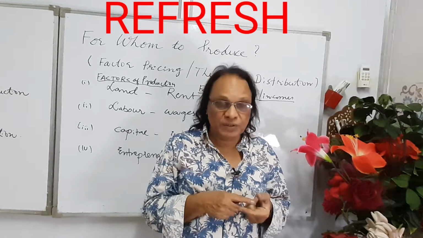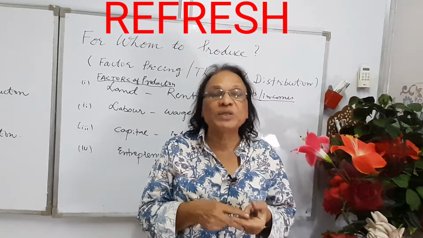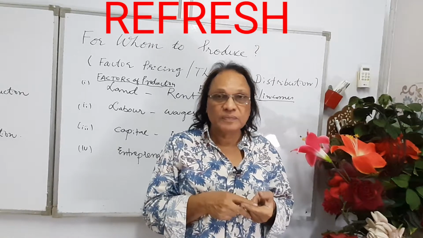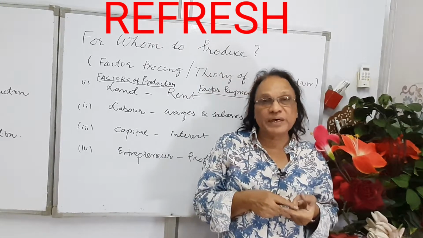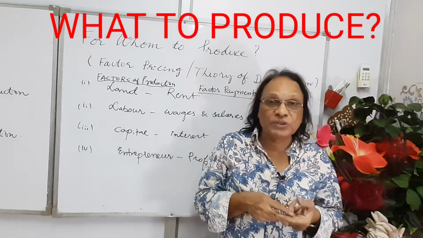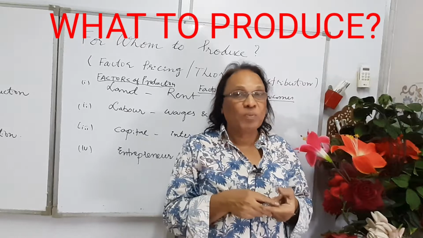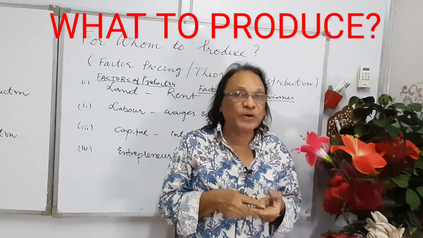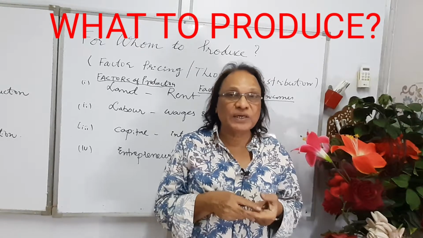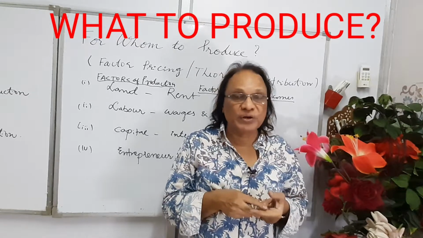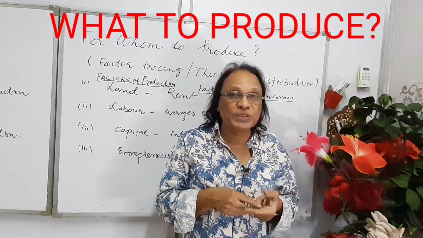Then we discussed the problem of what to produce and how much quantity. Let's refresh our memory. Since the economy cannot produce all the goods and services it wants, the economy has to decide what goods should be produced and how much quantity of them. The economy has to decide whether to produce luxury goods or necessities, capital goods or consumer goods, military goods or civilian goods.